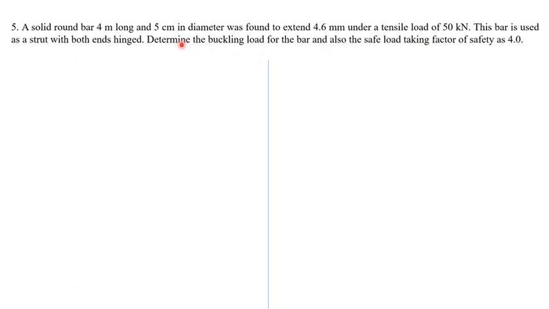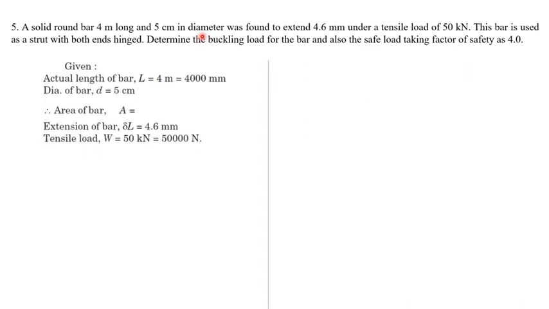So compared to the previous questions, in this question the Young's modulus is not given, but indirectly some other parameters are given to find the Young's modulus of the material. So the given condition, the actual length is given as 4 meter, the diameter of the bar is given as 5 centimeter, which means I could calculate the area as π by 4 into d square, that is π by 4 into 5 square, which I will get as 625 π mm square.